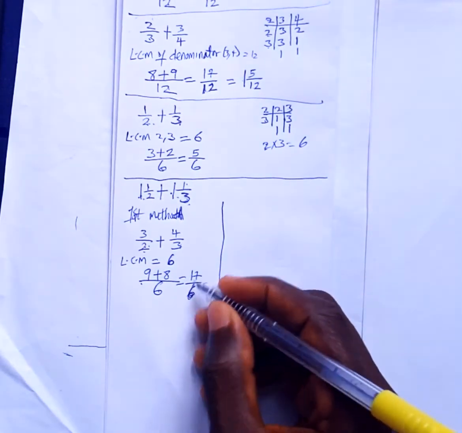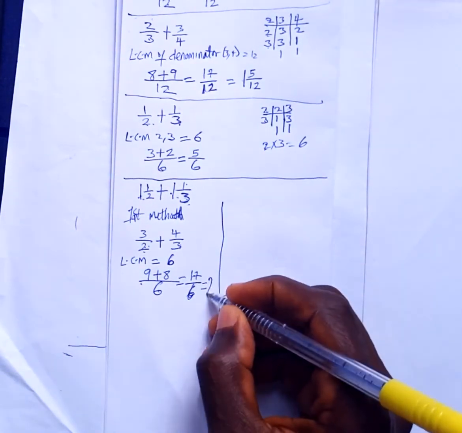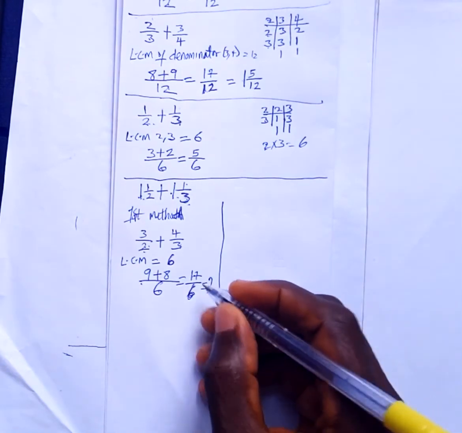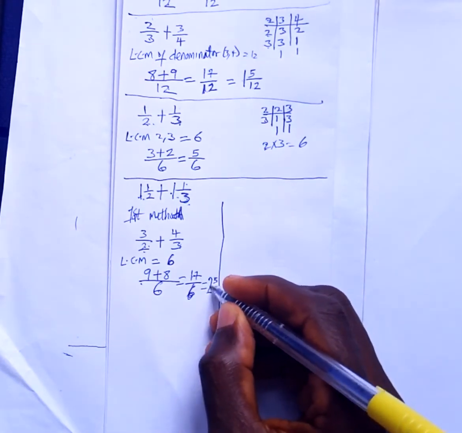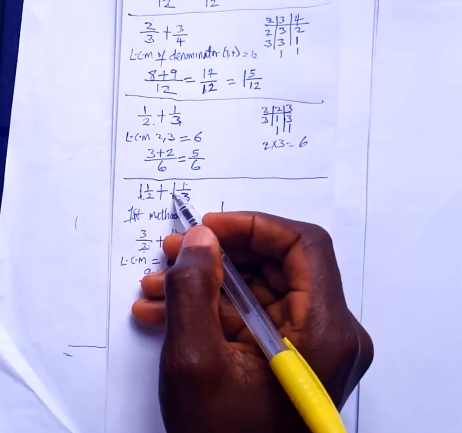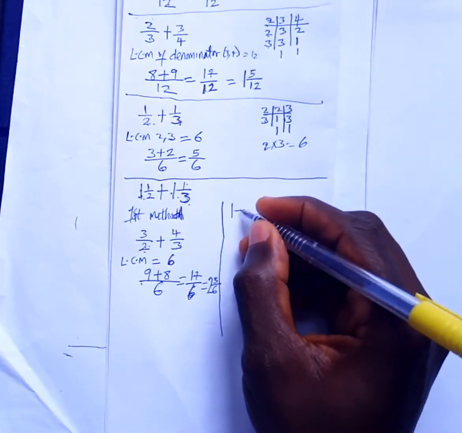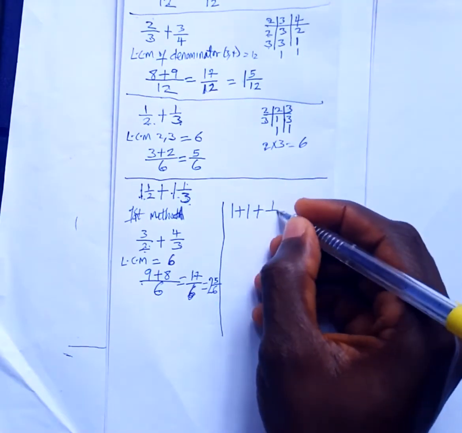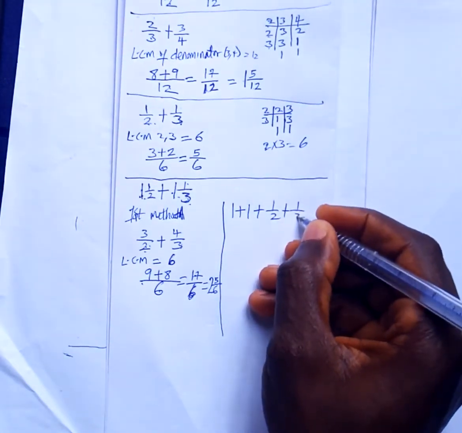So here, 6 in 17, that is 2. That is 12. 17 minus 12 is 5. So 5 over 6. The second method we can use is that we add the whole numbers first, like doing it like this: 1 plus 1 plus 1 over 2 plus 1 over 3.